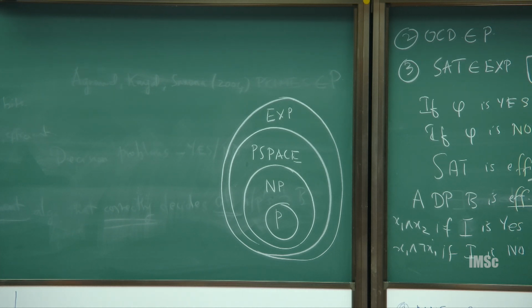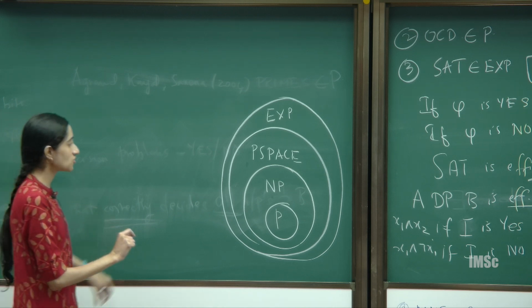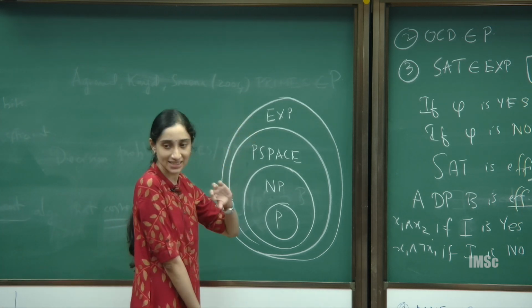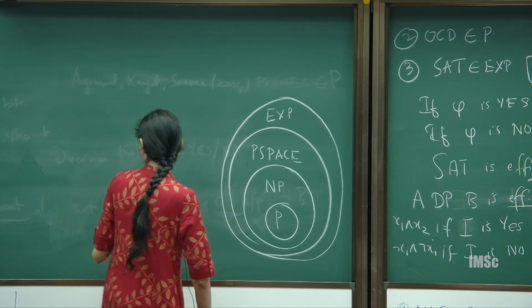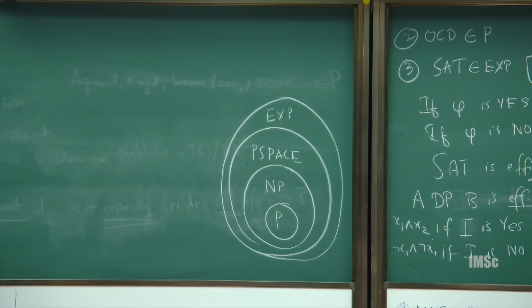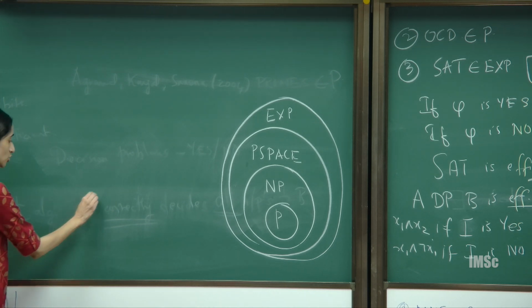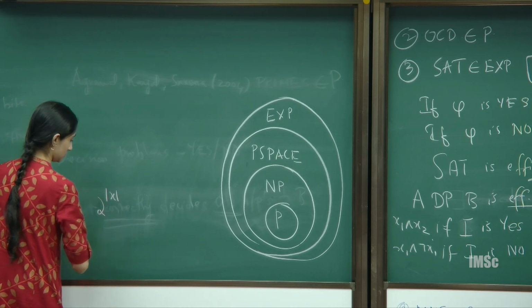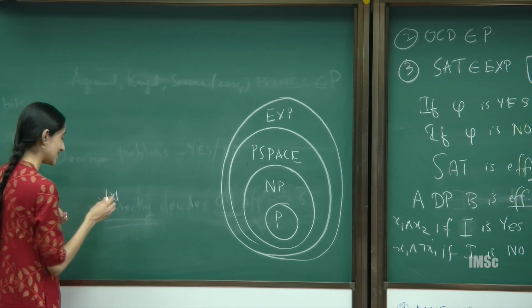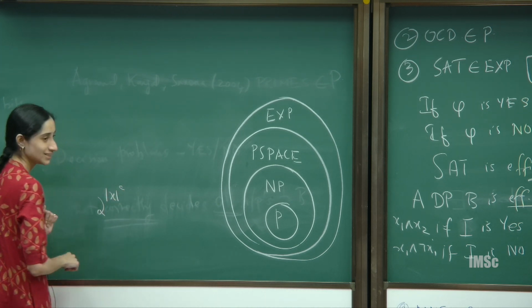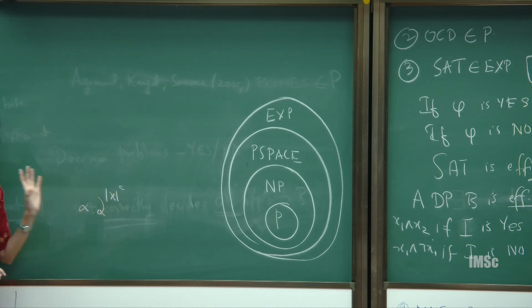So what is the definition of EXP? You say a decision problem is in EXP if there exists an algorithm that correctly decides on all inputs, but the running time is 2 to the power of some polynomial, 2 to the n to the C. Some constant can also be there. So this constant will take the polynomial into account, because we think polynomial belongs to EXP.